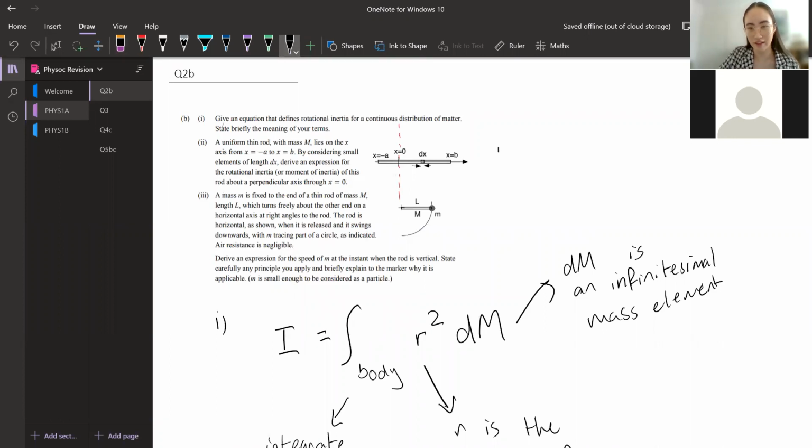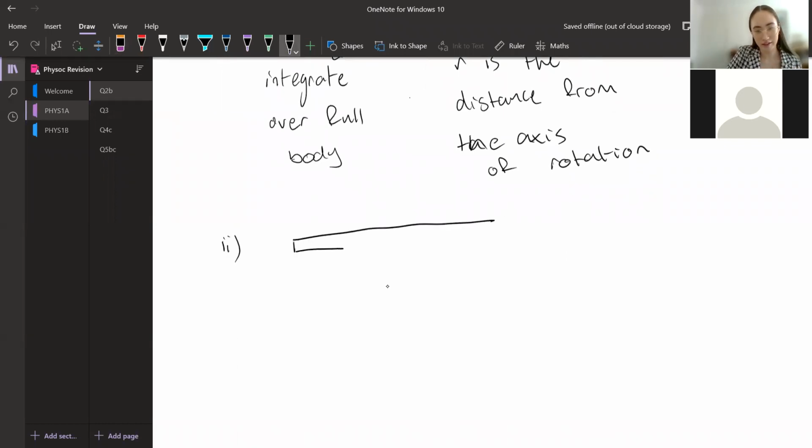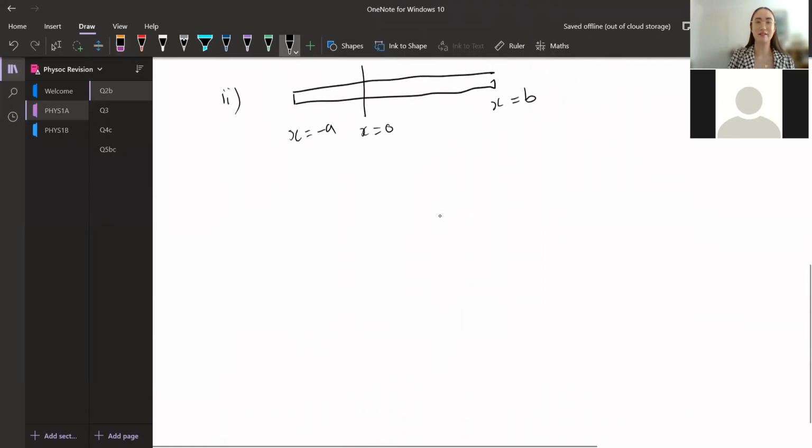We know from theory that I of a rod in general is equal to 1/3 ml squared, but they've asked us to consider the small element length dx. So we're going to derive it from scratch using this equation here. So let's just draw out our rod again. This is x equals 0, x equals -a, x equals b. Now we need to find all these terms here. And the first one that's going to be a little bit tricky to figure out is dm.